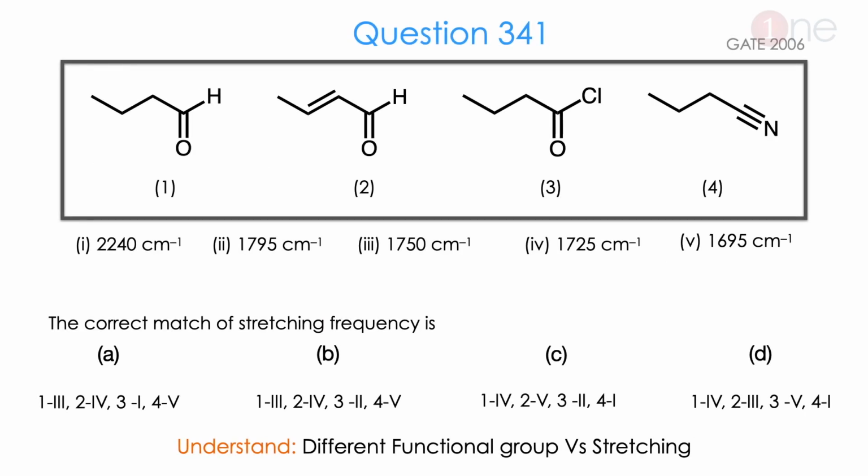Let us see the first question. They gave 4 different structures. First one is aldehyde, second one is conjugated aldehyde, third one is acid chloride, fourth one is cyanide. They are asking the correct match of stretching frequency. So you have to find how the conjugation, the chlorine, and the cyanide influence the stretching frequency. The real question here is about different functional groups and their influence on stretching. 4 different possibilities. The answer is C. Let us see how.